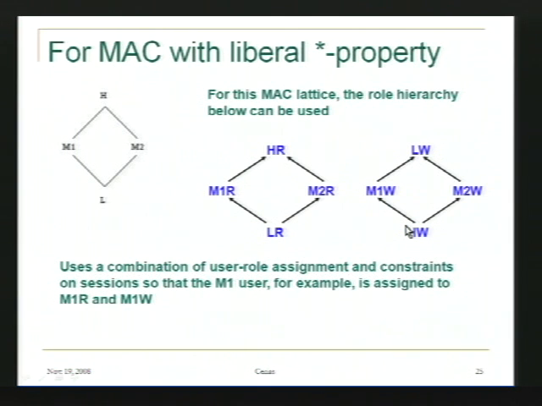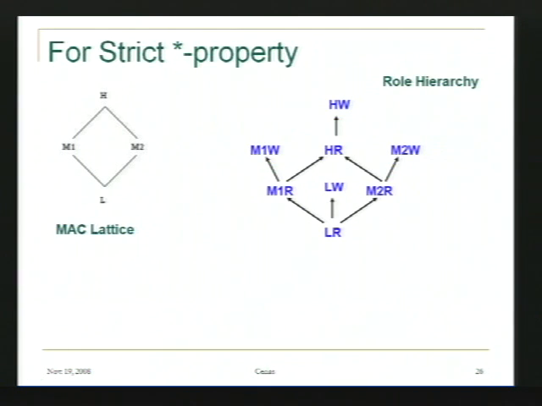Okay. For the strict star property, you just create these little writing roles above each role. The strict star property says if you're an M1 user, you can only write to M1, you can't write to any other levels. So if you're an M1 user on this role hierarchy, you'd be assigned to the M1 write role, which inherits the M1 reading permissions and the low reading permissions. Okay. So those mappings are pretty simple.